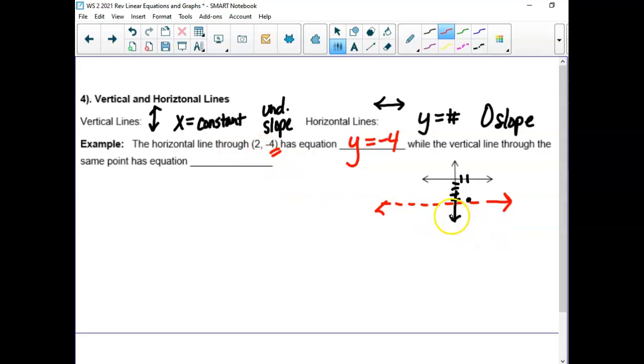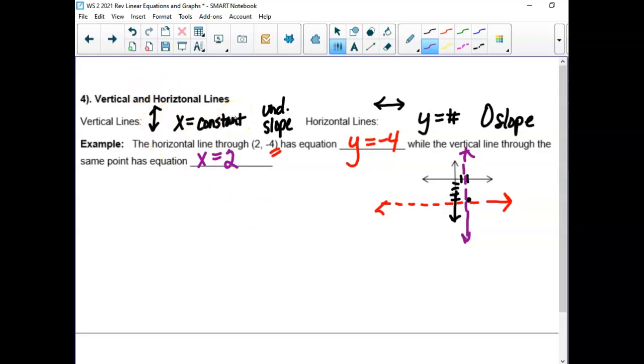So what do you think the equation of the vertical line is? Yeah, I totally missed that. But it would be x equals 2. Not asking you that on the quiz, but good to go over.